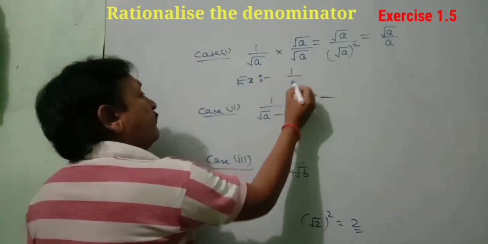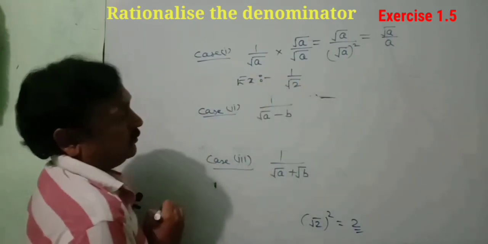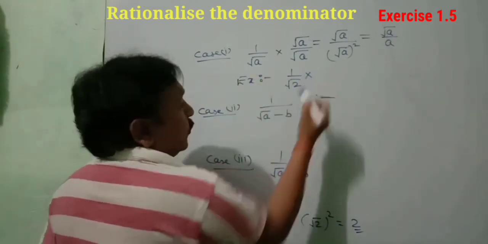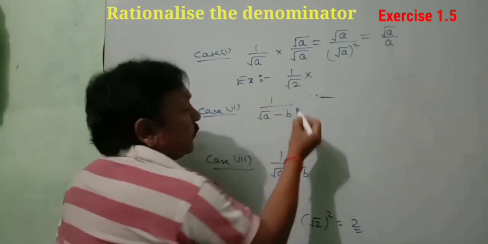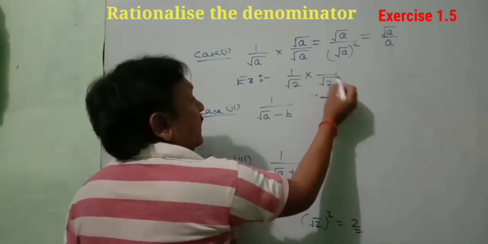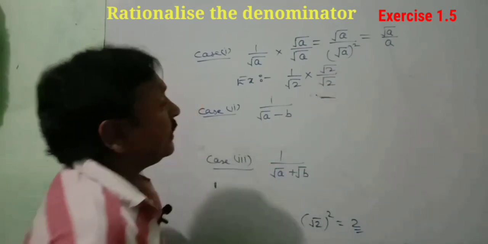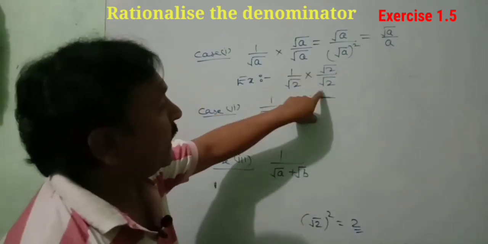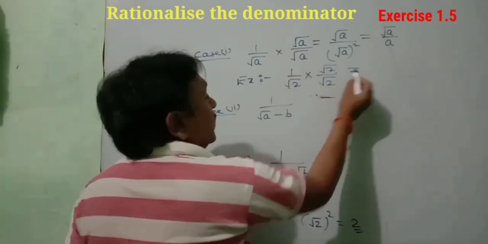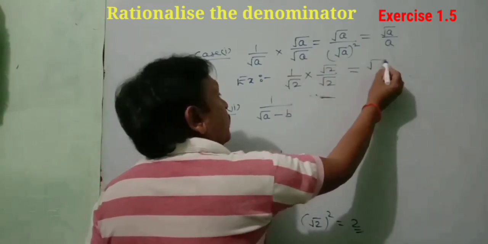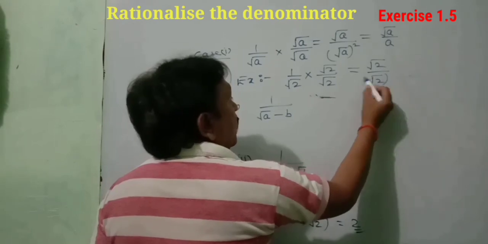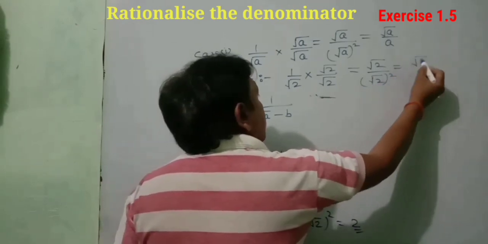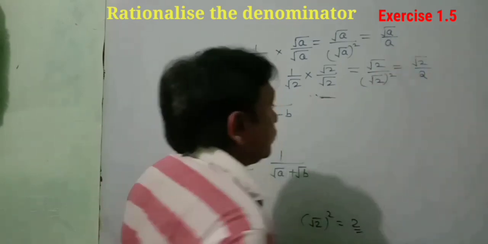Suppose it is written 1 upon root 2. Okay, so we have to remove this root sign over 2. So how can we remove it? In the same way, by multiplying by root 2 in both numerator and denominator. In the numerator, root 2 into 1 will become root 2, but in the denominator it will become root 2 whole square. It means root 2 upon 2.